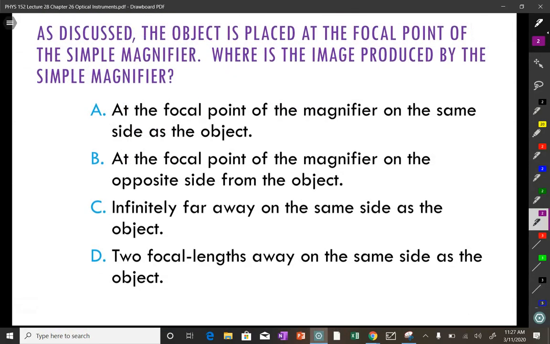Now I have a question before we go on. As discussed, the object is placed at the focal point of the simple magnifier. Where is the image produced by the simple magnifier? Which goes back to why it had to be a converging lens.